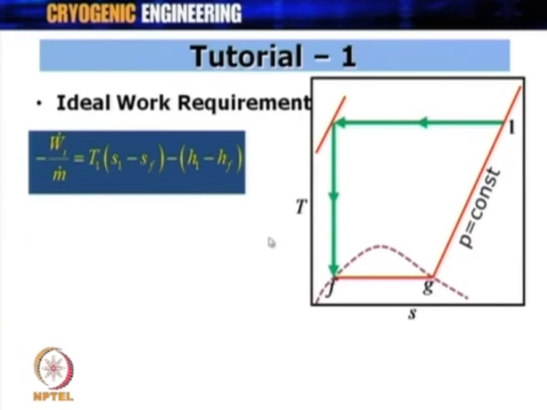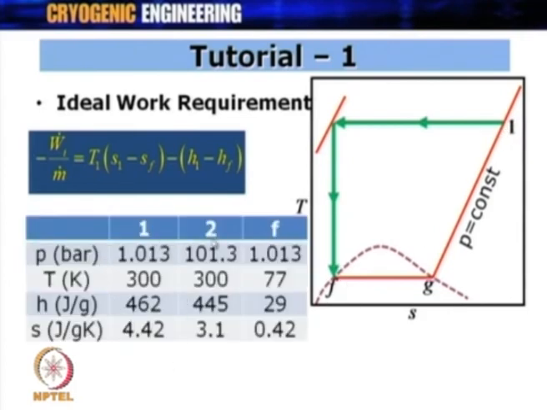So, the ideal work requirement is minus Wi upon m dot equal to T1 into (S1 minus SF) minus (H1 minus HF), and the point F is decided by the point 1 only. As soon as point 1 is fixed, point F is also fixed. Taking the values at 1, 2 and F from the earlier table, we have to consider only points 1 and F in this case, so we get the enthalpy at 1 and F and entropy at 1 and F.